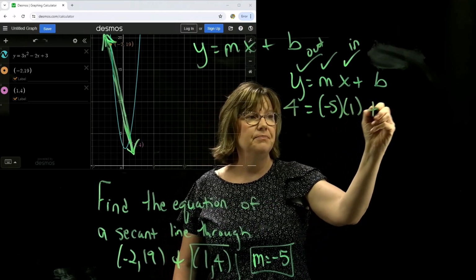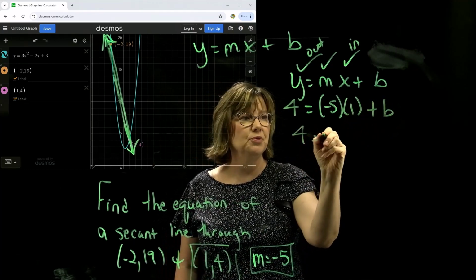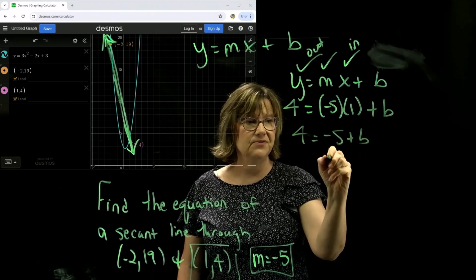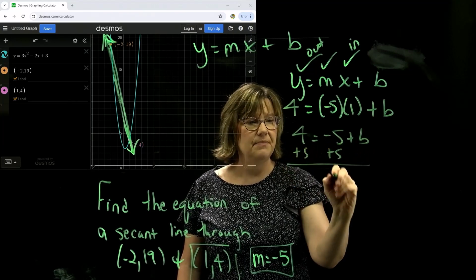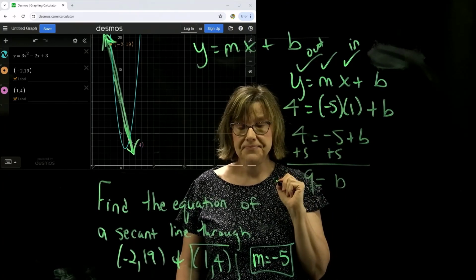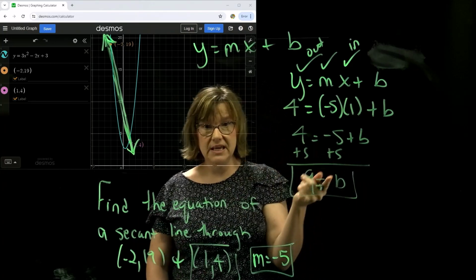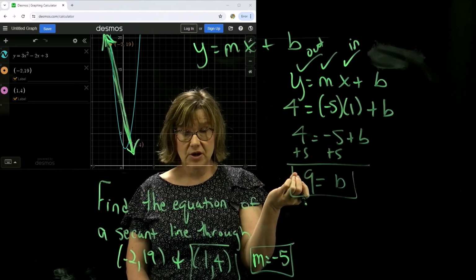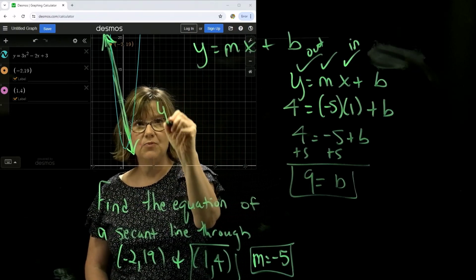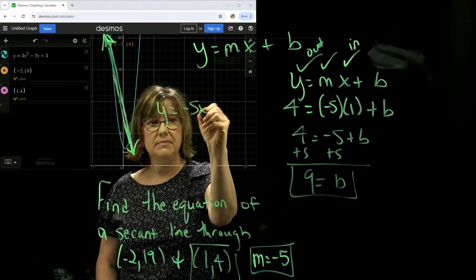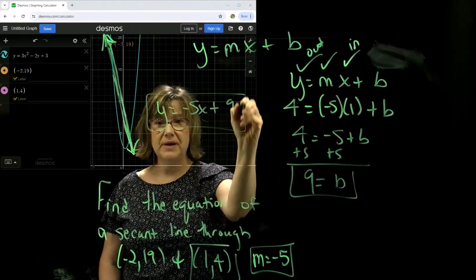Okay? And then plus b, and notice I can solve. So I have an algebra equation here. How do you get rid of minus 5? Again, inverse, and b is 9. So when you have m and b, you can write an equation of a line. So the equation of this line is going to be y equals, sub in your m, and you have your b, and that's my equation.